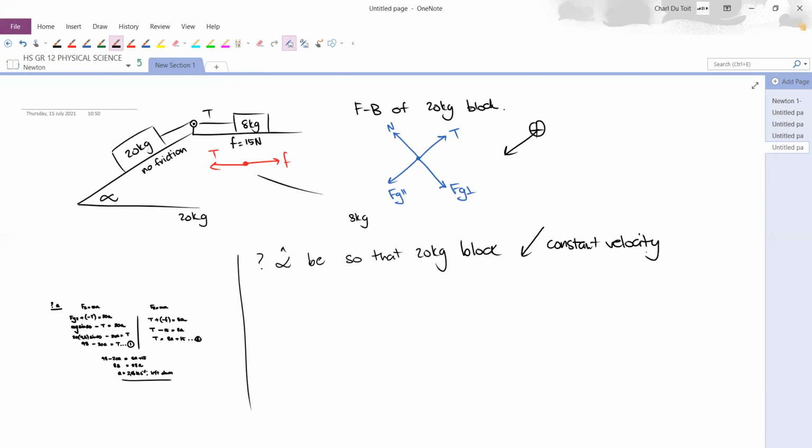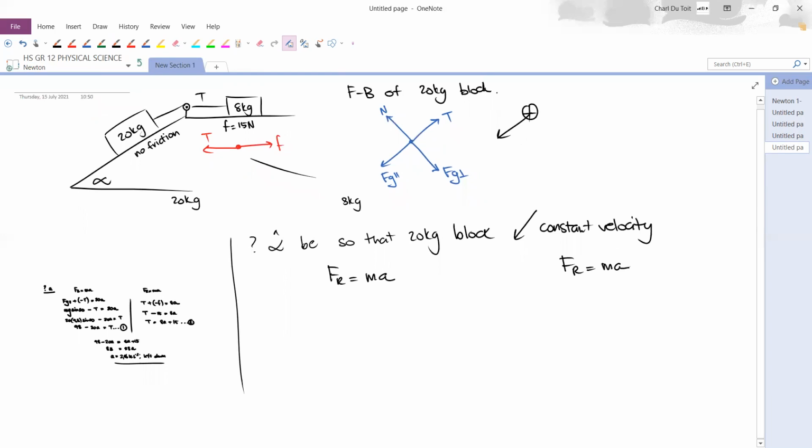The sum is going to be the same. I'm going to set up F res or net equals MA of the 20 kg block. And I'm going to set up F res equals MA of the 8 kg block. Now, the difference is I don't know the angle. But I do know that there's not going to be any acceleration. So in both cases, the resultant force is 0. So let's use our free body diagrams. So it's FG parallel plus a negative tension in a rope is 0. So the parallel force equals the tension in the rope.